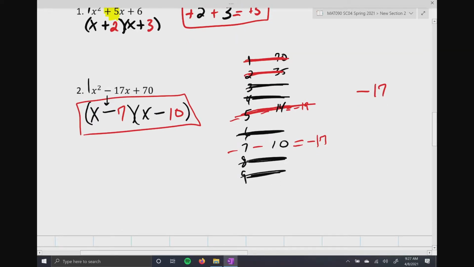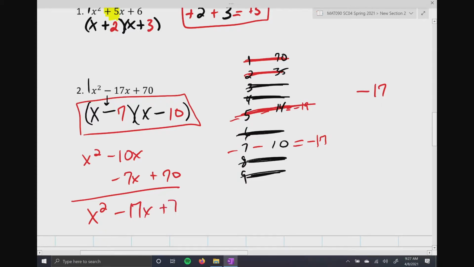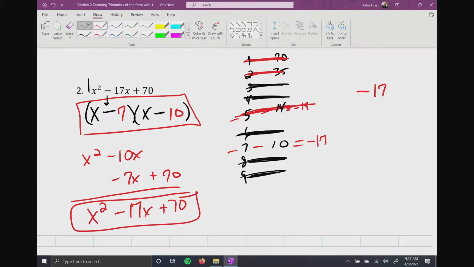So, to check myself, let's just multiply. X times x is x squared. X times negative 10 is negative 10x. Negative 7 times x is negative 7x. And then this is the beauty. Negative times a negative is a positive. 7 times 10 is 70. So you get x squared minus 17x plus 70. Good? All right. Now, I'm going to do the next one.